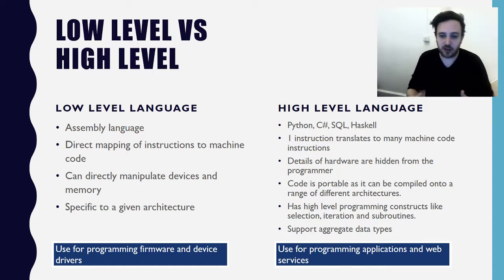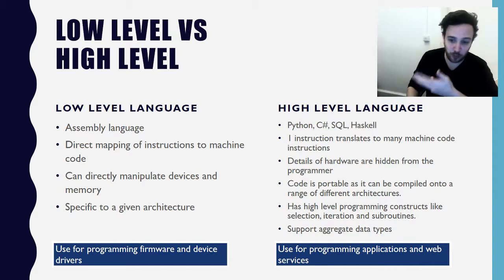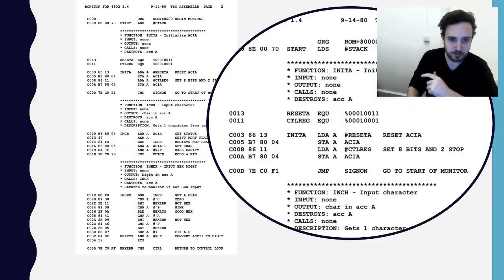And high-level code has got all the high-level programming constructs that you're kind of familiar with, like sequence, selection, iteration, subroutines. And also the important thing is it also supports aggregate data types. So for example, like lists or dictionaries, so data types that don't just have a single piece of data in them, but actually have a range of items of data in, are supported by high-level languages. And we use them for making standard client-side applications and web services.